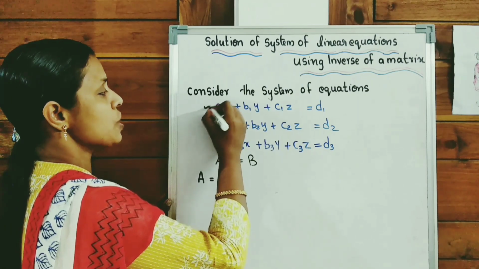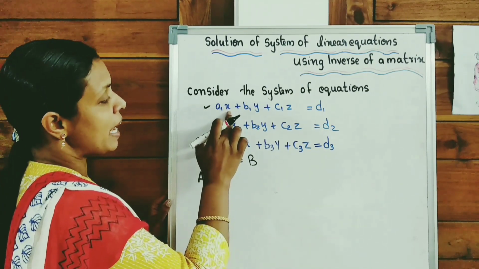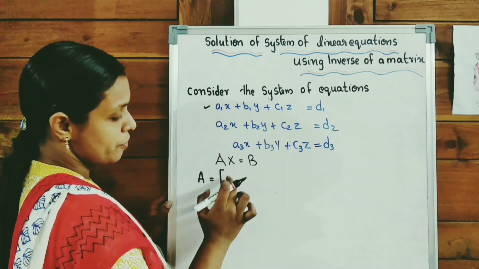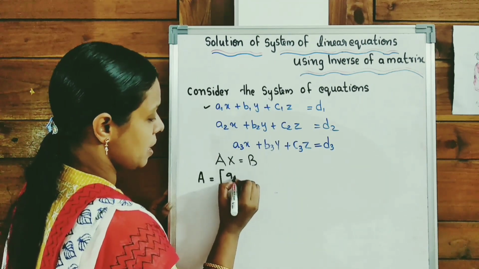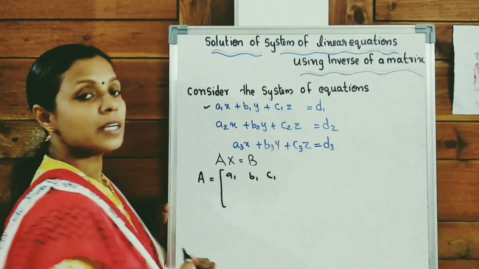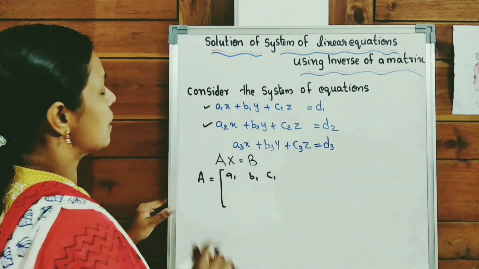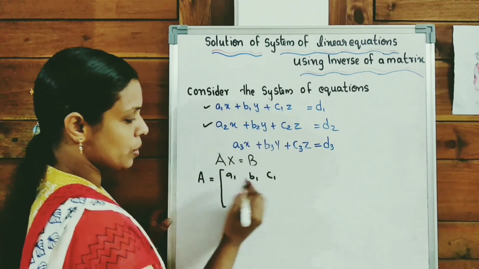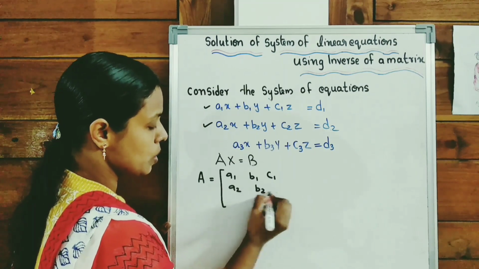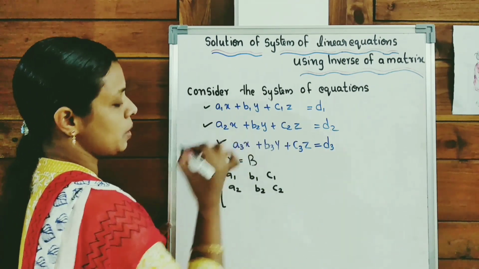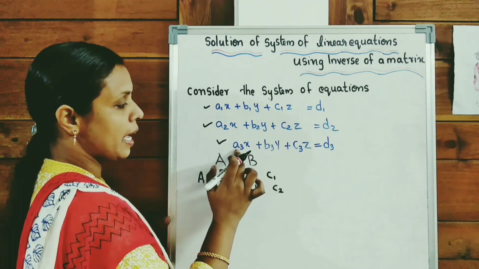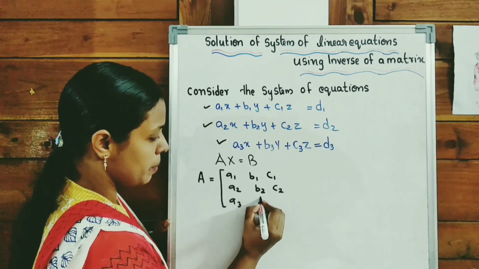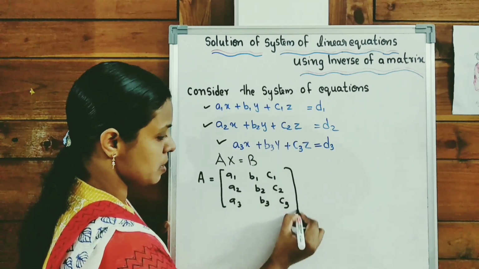Here consider the first equation. The coefficient of the variable x is a1, y is b1, z is c1. We can write it as the first row here, that is a1, b1, c1. Next we consider the second equation. The coefficients of the variables are a2, b2, c2. Write it as the second row, that is a2, b2, c2. Next consider the third equation. Here the coefficients of the variables are a3, b3, c3. Write it as the third row, that is a3, b3, c3. Okay, this is matrix A.